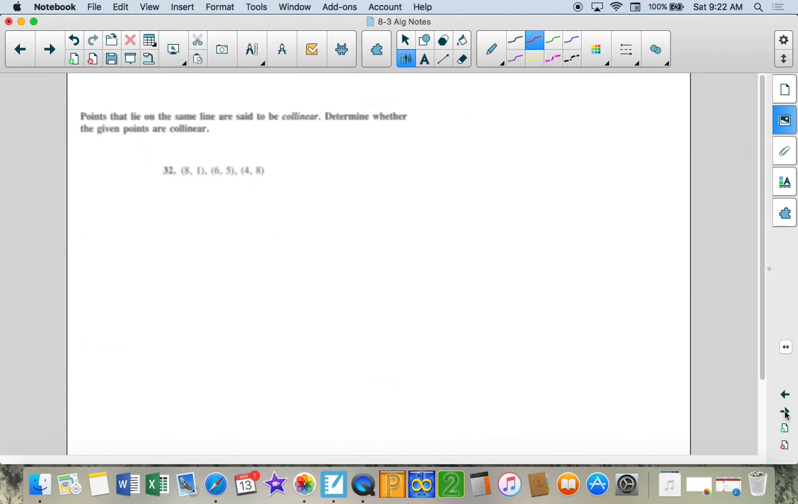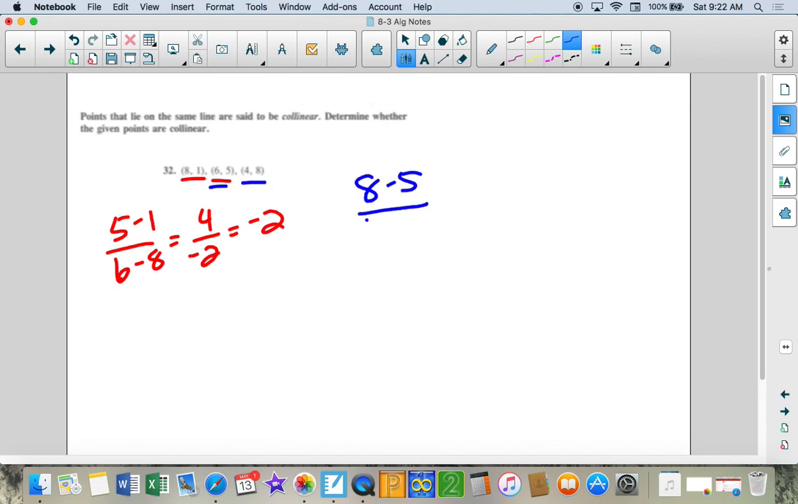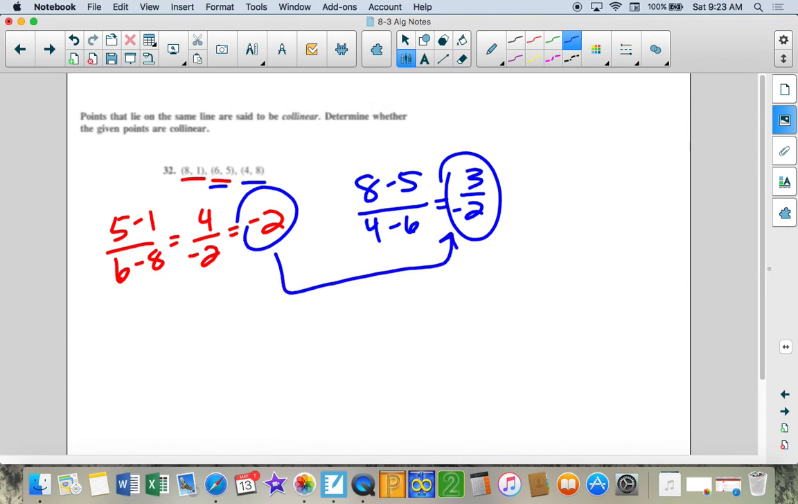We try this. So let's try these 2 first. 5 minus 1 over 6 minus 8. That gives me 4/-2, which is -2 again. Wow. Let's take these 2. 8 minus 5 over 4 minus 6. That's 3/-2. Aha! What do we notice? Not the same slope. So, not collinear.